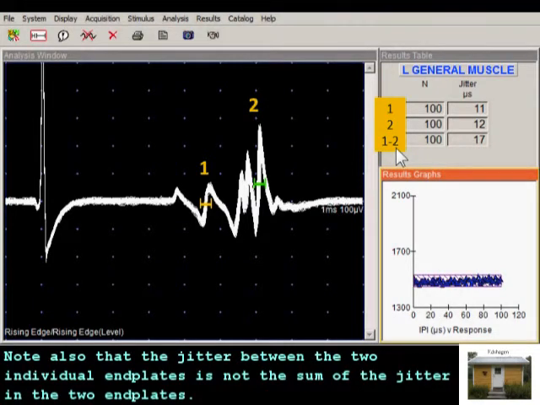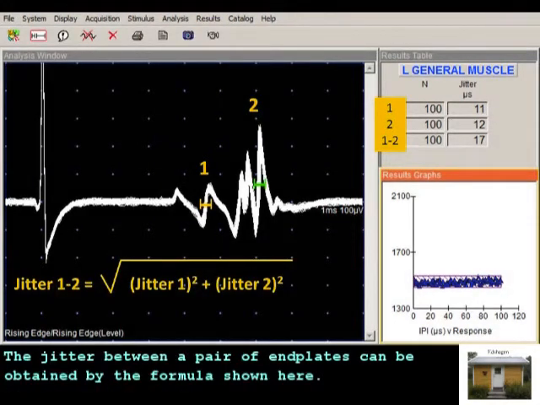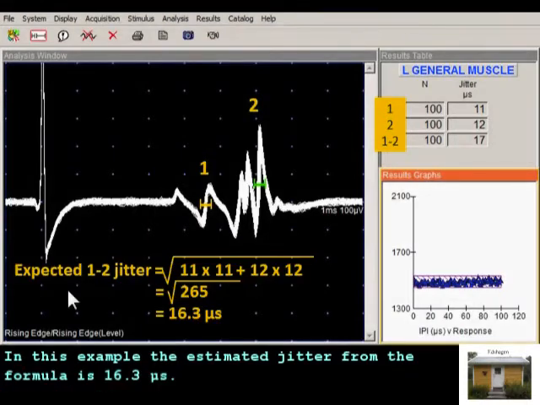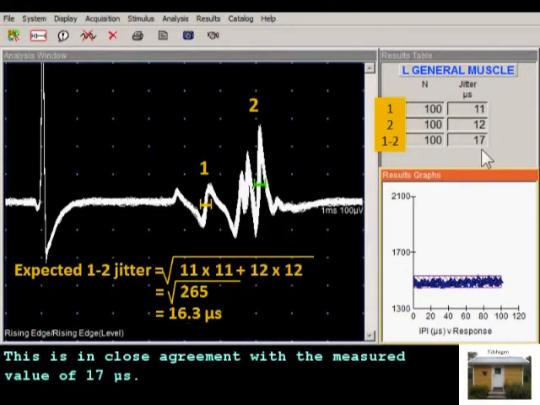Note also that the jitter between the two individual end plates is not the sum of the jitter in the two end plates. The jitter between a pair of end plates can be obtained by the formula shown here. We add the square of the jitter from each end plate and then take the square root of the sum to estimate the jitter for the pair. In this example, the estimated jitter from the formula is 16.3 microseconds. This is in close agreement with the measured value of 17 microseconds.